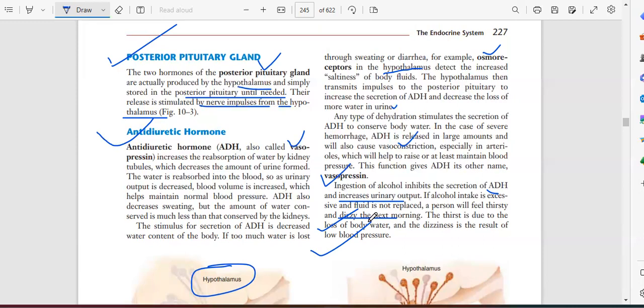Why has this happened? Because of water lost from the body. The ADH is not released in the body, and so the water is lost from the body. The blood pressure is decreased, and the water is lost. That is the reason the patient feels thirsty. If replacement therapy is not done, these things happen. So that's the reason alcohol is very dangerous to our health.